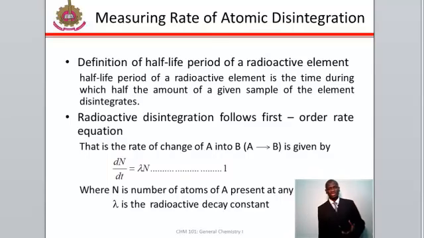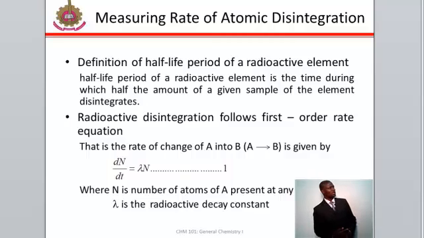If you want to measure the rate, we need to know the half-life. Half-life is the time it takes for an original amount of substance to decay or degrade to half its original mass. That is the half-life. And radioactive disintegration follows a first-order rate equation as shown.